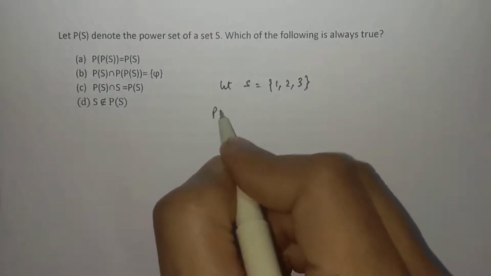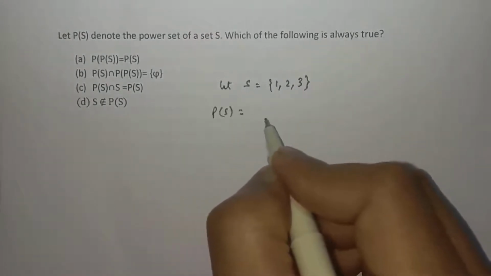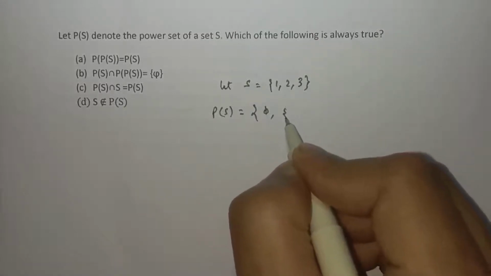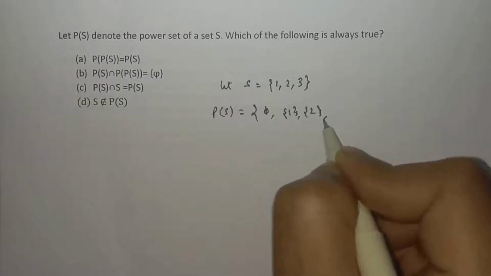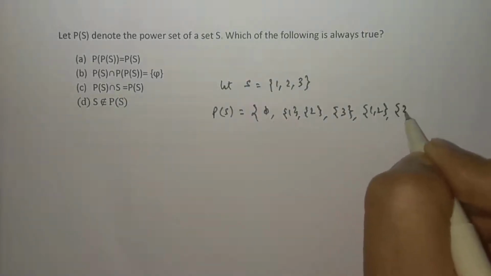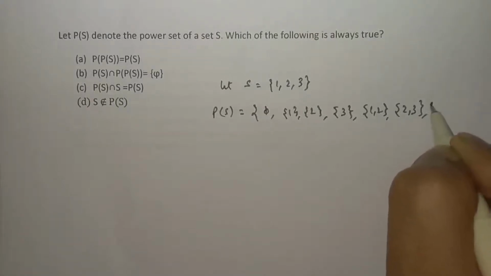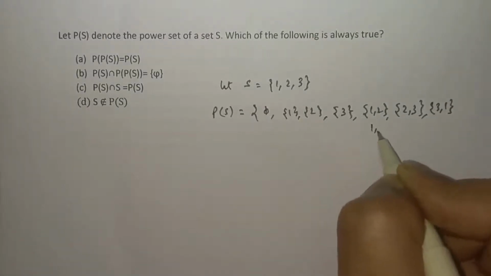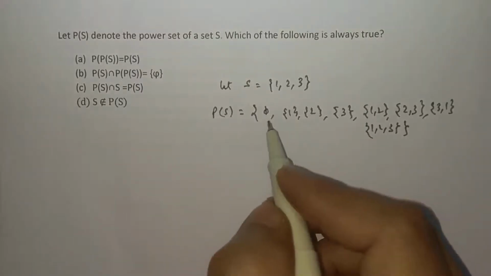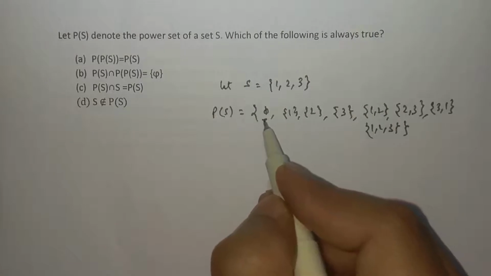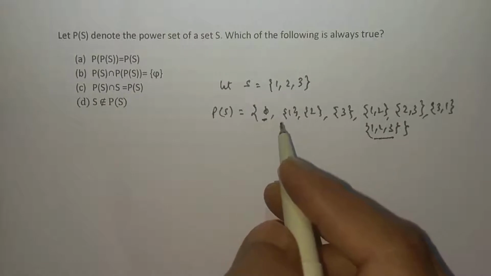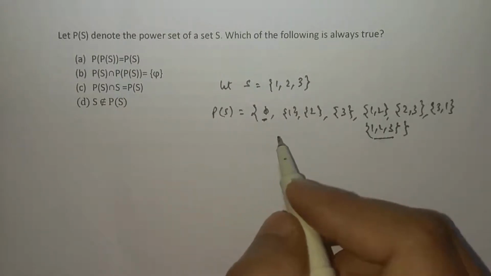Now the power set of S will be the set of all subsets of S, that is phi, {1}, {2}, {3}, {1, 2}, {2, 3}, {3, 1} and {1, 2, 3}. See, phi and the set itself are trivial subsets.